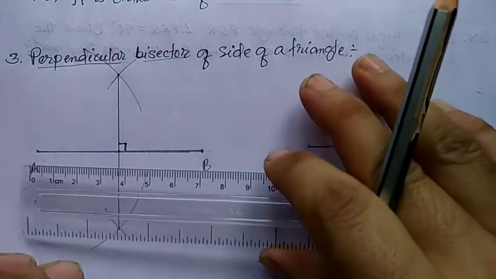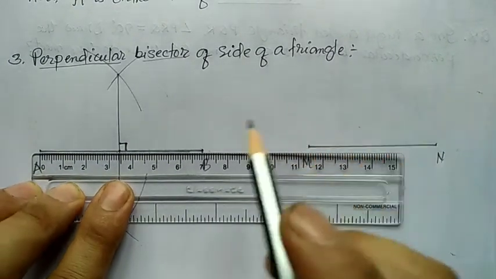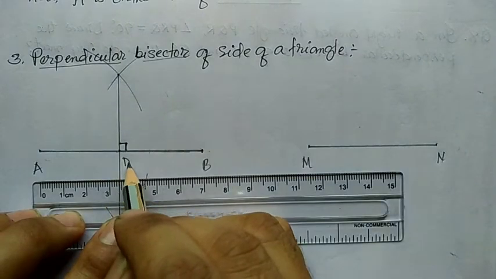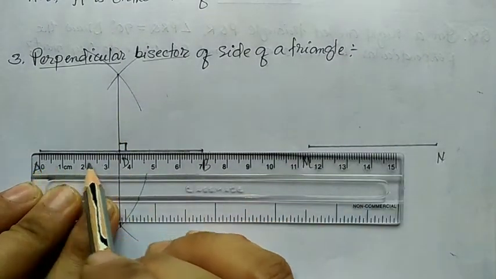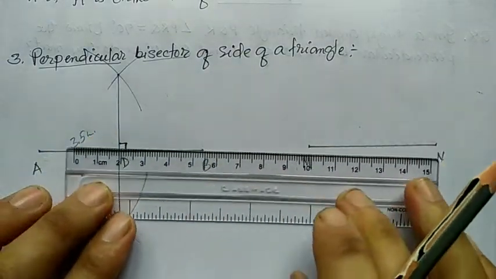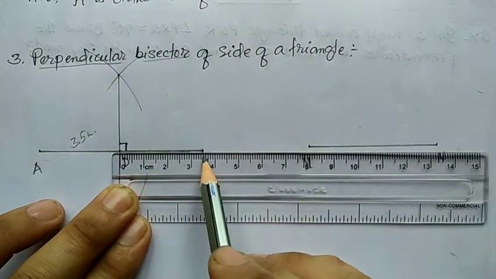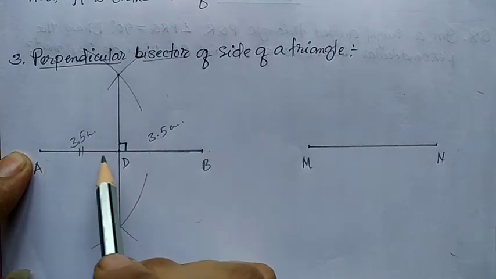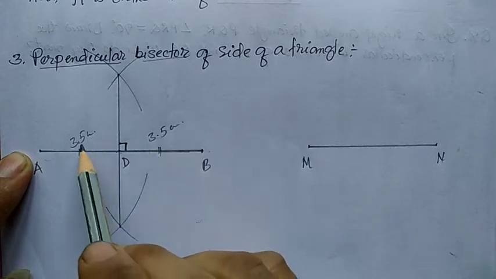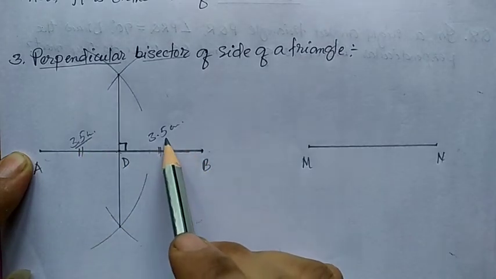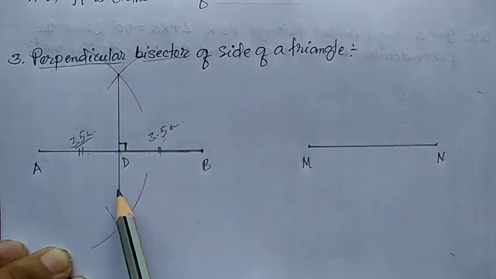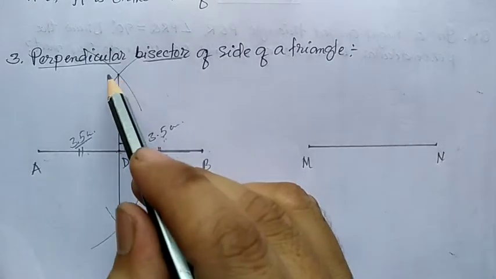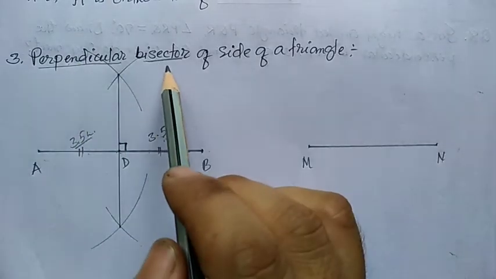Why? Let's see. Bisector means dividing into two equal parts. Now let's see the length of AB. How long is AB? AB length is 7 centimeters. Now let's see how long it is from A to, let's say this point is D. Then what is AD? AD, as you can see here, is 3.5 centimeters. Then what about D to B? D to B also you can see is 3.5. That means we divided AB into two equal parts, from A to D and from D to B. From A to D is 3.5 centimeters, from D to B also 3.5 centimeters, which are equal in length. That means this line segment is dividing AB into two equal parts, so we call it a bisector. So this line segment is both a bisector and perpendicular as well, so we call it a perpendicular bisector.